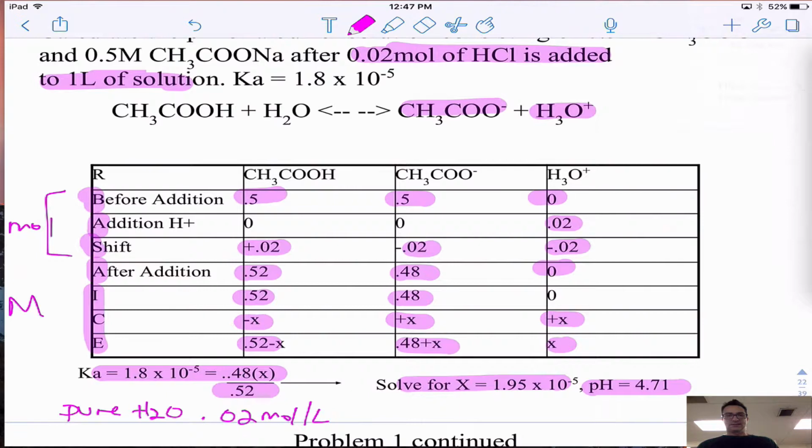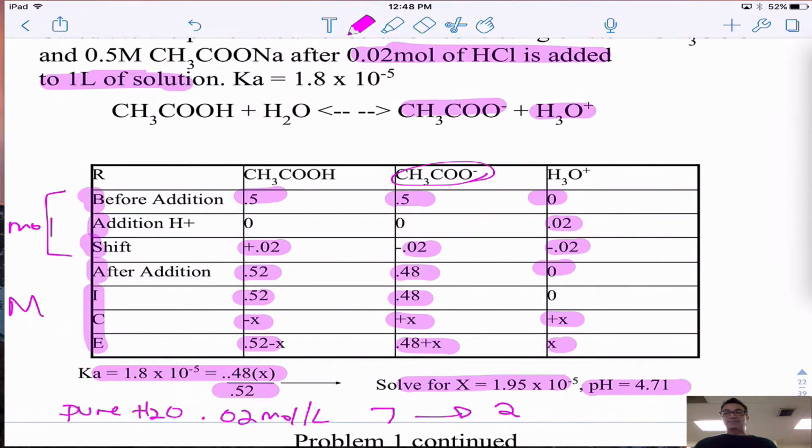But if we were to take the 0.02 moles of that HCl per liter and put it into pure water, it would have started at a pH of 7, and then it would have dropped to something close to about 2. That's a 100,000-fold change if I did not have a buffer. The fact that I had a buffer, with this basic part of the buffer able to react with the acid that I added, meant the pH changed only from 4.74 to 4.71.